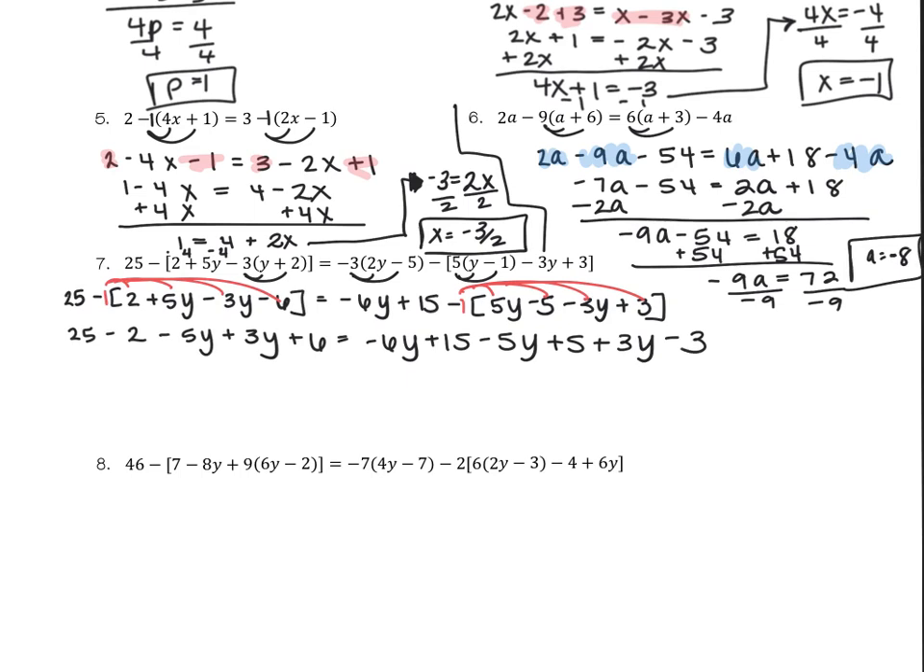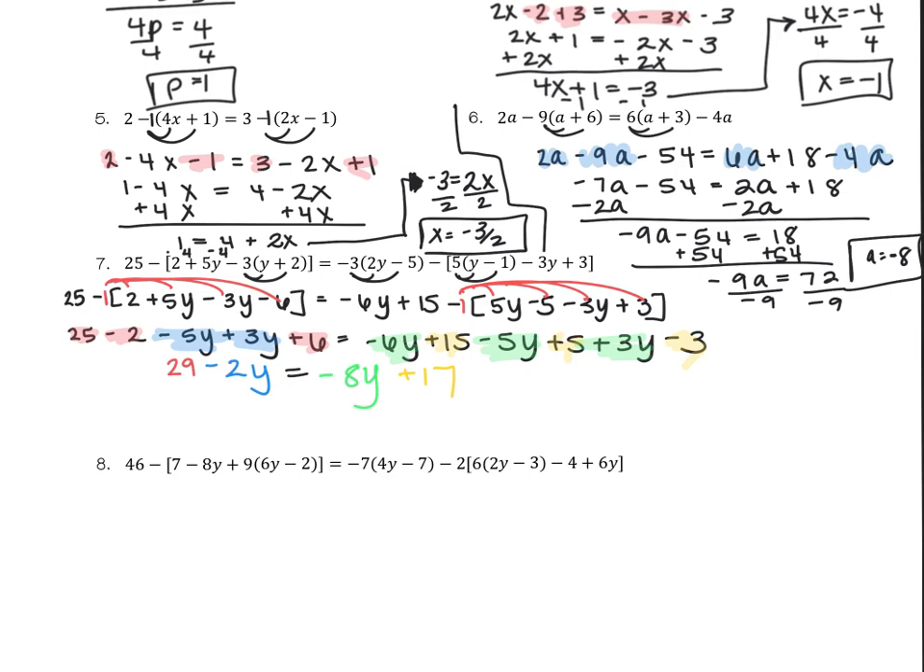And then you're just going through and combining your like terms. So I have 25 minus 2 plus 6, which is 29. I also have -5y plus 3y, so that's -2y. And then equals on this other side, -6y minus 5y plus 3y, so that's -8y. And then lastly, 15 plus 5 minus 3, which is plus 17.